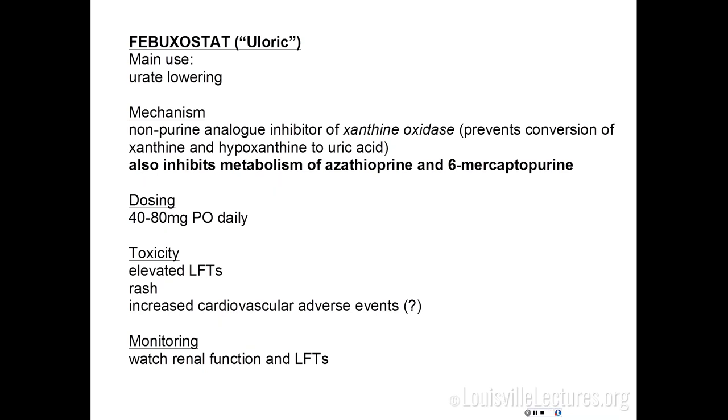It is similar to allopurinol in that it is also a xanthine oxidase inhibitor, but it's not a purine analog. It's just a straight inhibitor. But because it inhibits xanthine oxidase, you get the same problem with febuxostat that you do with allopurinol. So the same problem with metabolism of azathioprine. The dosing is usually, you start 40 milligrams a day, and then maximum dose is 80 milligrams a day. It can cause some LFTs, rash.